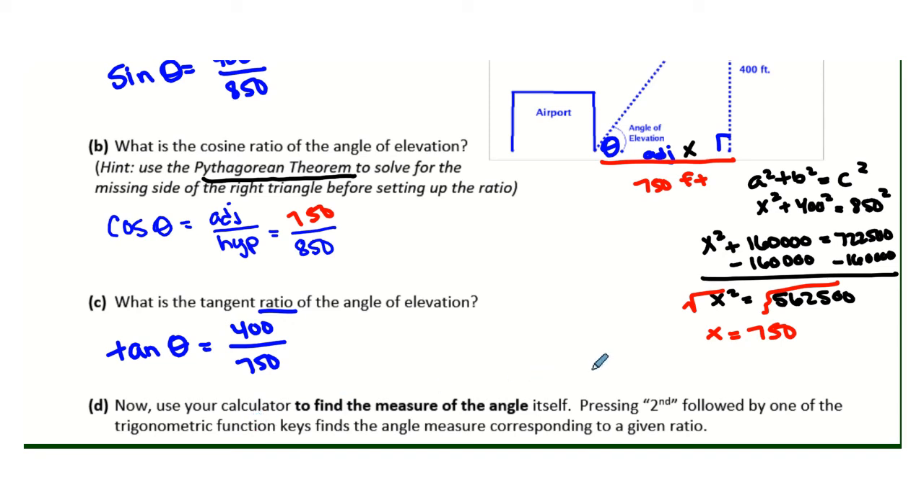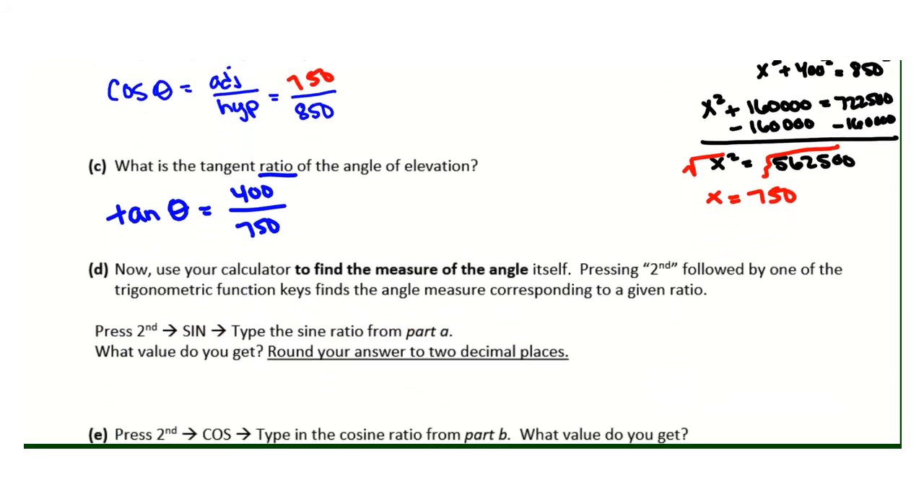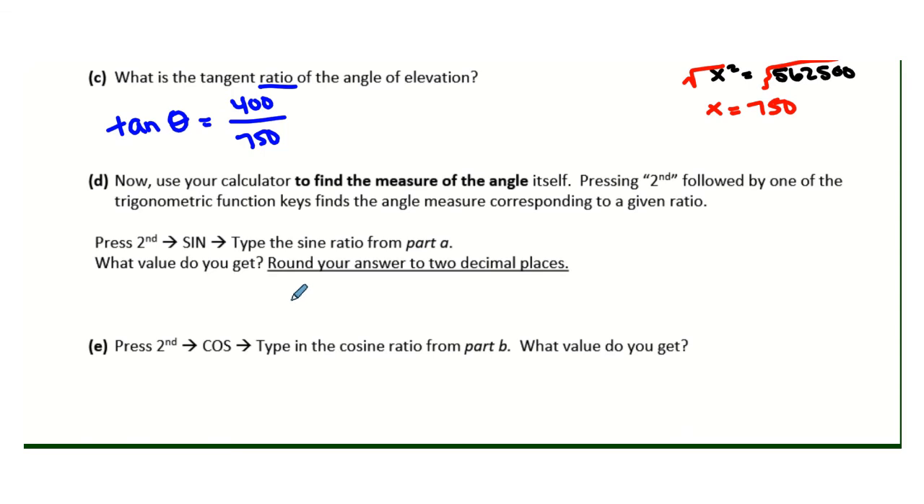So in the last 4 problems that we did on the previous page, we were finding a missing side length. On these next ones, what we're going to do is find the angle of theta. And to do that, you're going to use the second button on your calculator. So it says now use your calculator to find the measure of the angle itself. Pressing the second button followed by one of the trigonometric function keys finds the angle measure corresponding to the given ratio. So then it tells you exactly what to do to find theta from our sine ratio.